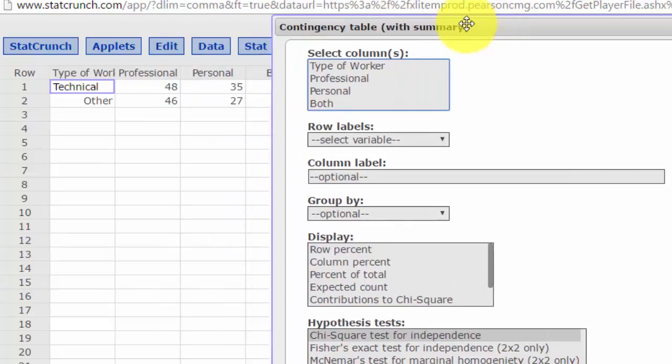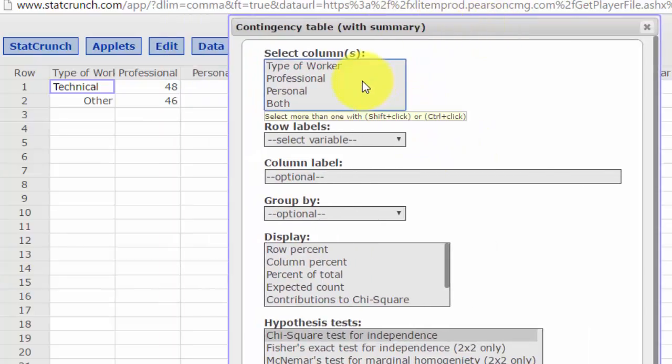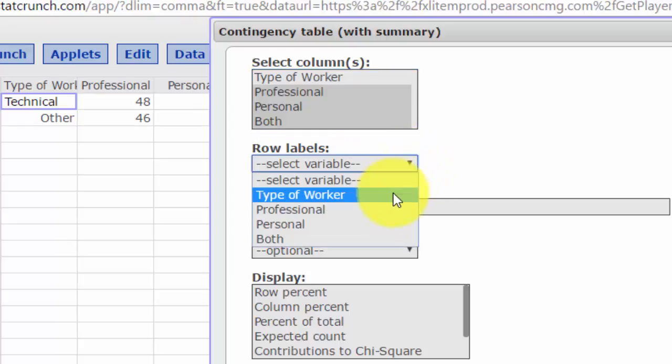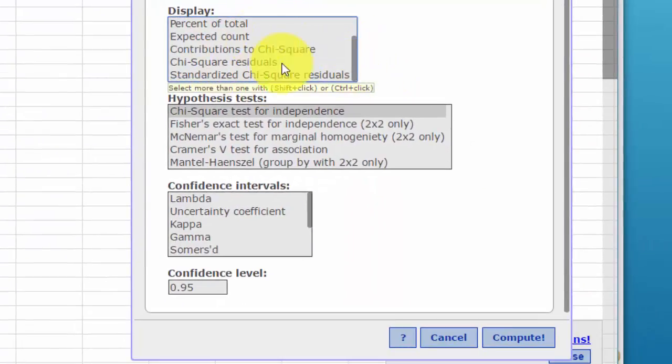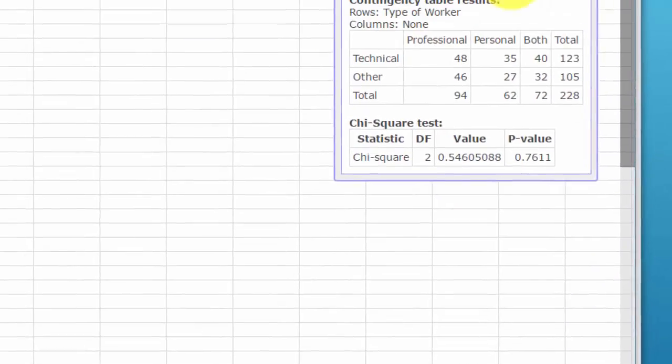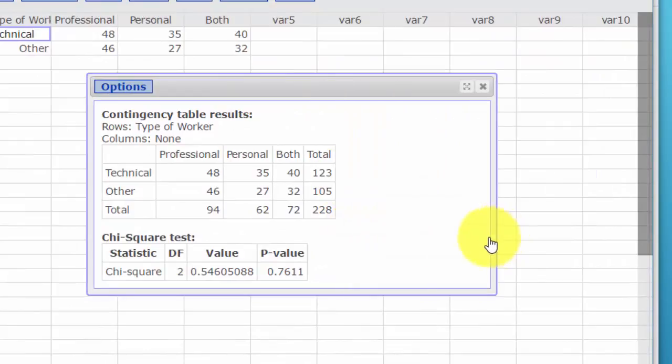And we've got to make our selections here. The column values, remember, we're in these three columns. I'm going to hold down my shift key and click on professional, personal, and both. Those are the reasons that a person was giving for continuing education. Our row labels are in that first column labeled type of worker. And we really don't need anything checked here for this basic test. I'm just going to click on the chi-square test for independence and click on compute. And here we get our results. We get our standardized test statistic of 0.546, and we get a p-value of 0.7611.